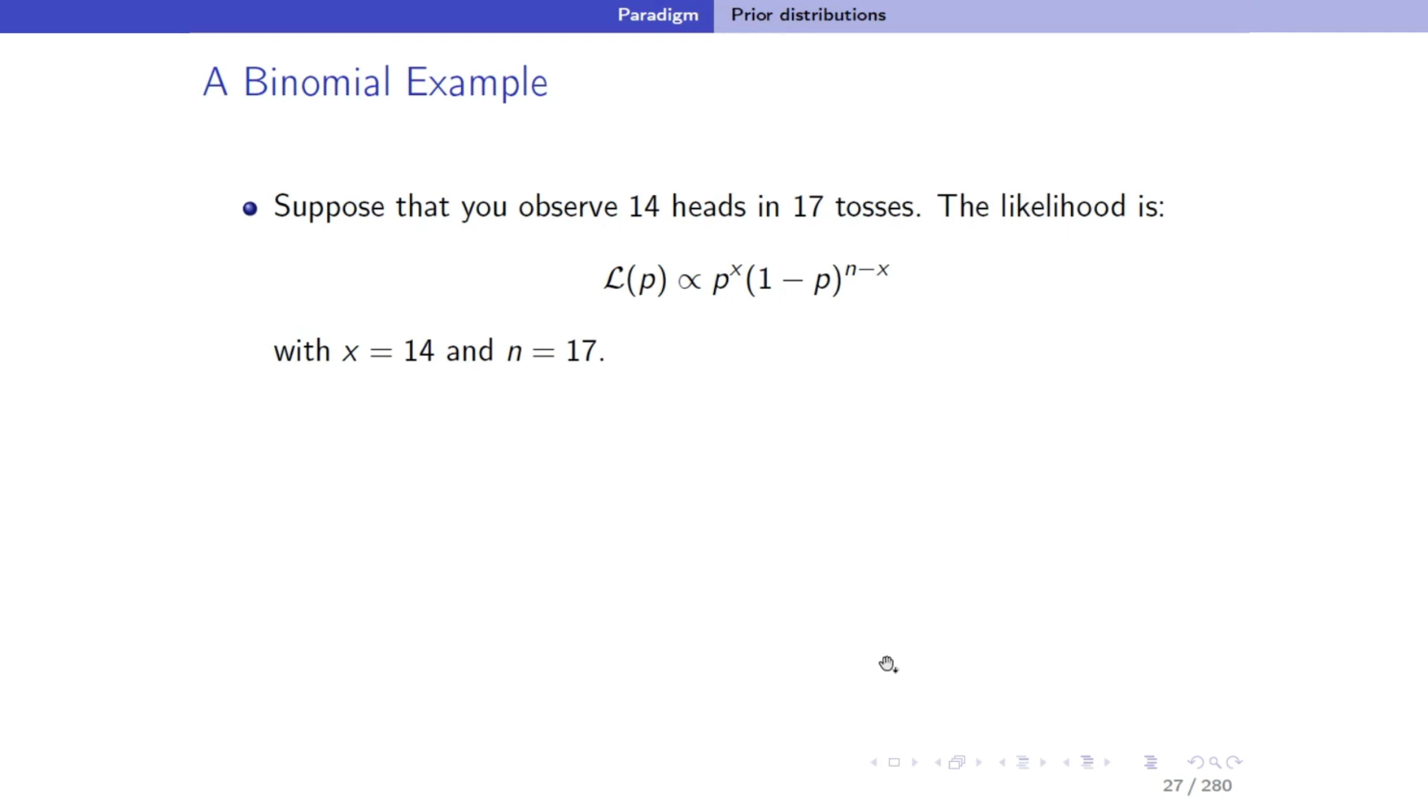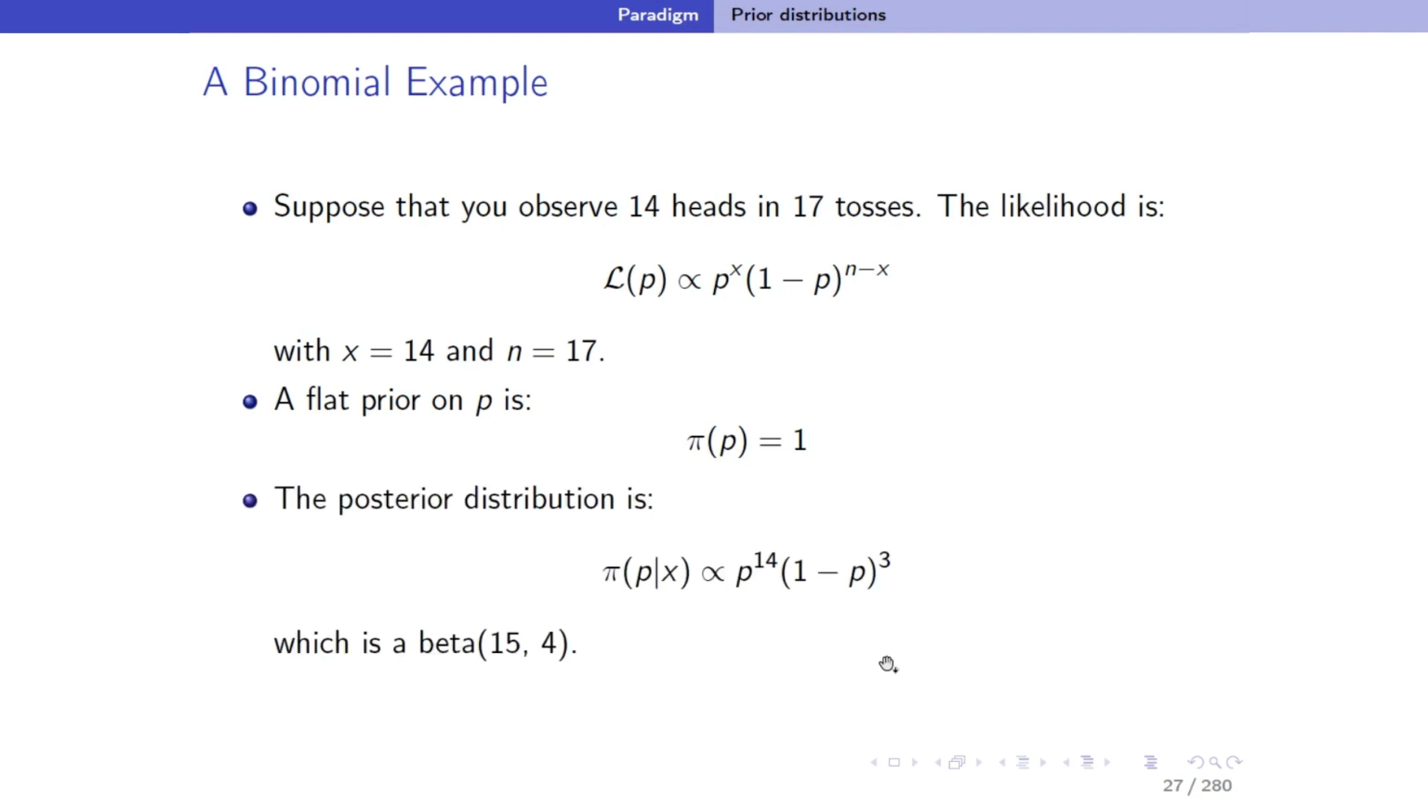Here I'm going to use an example, a binomial example. Suppose that you see 14 heads in 17 tosses. Your likelihood is binomial with x equals 14 and n equals 17, and p is unknown. Now we're going to use a flat prior because I don't know what theta is going to be beforehand. It could be 50-50, it could be lower, it could be higher. I don't really know, so I use a flat prior, p proportional to 1. Now I multiply the two together and I get a posterior distribution.